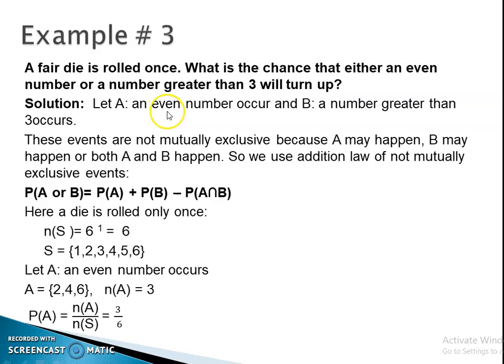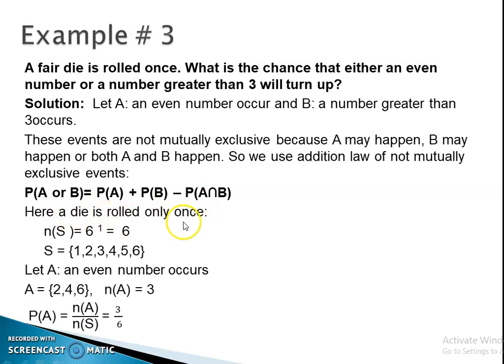Let A be an even number occurs and let B denote a number greater than 3 occurs. These events are not mutually exclusive events because A may happen, B may happen, or both A and B happen. So we use the addition law of not mutually exclusive events. Probability of A or B is equal to probability of A plus probability of B minus probability of A intersection B.